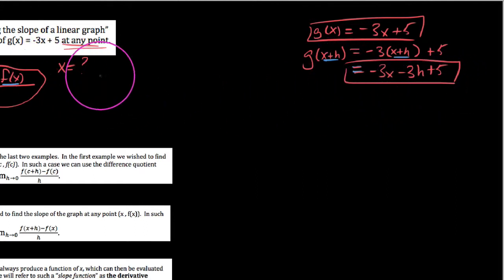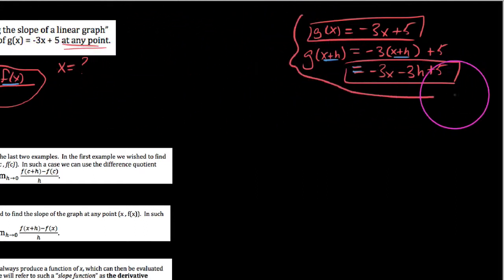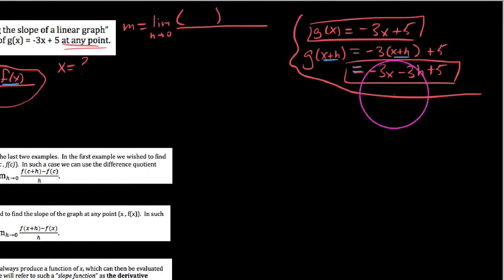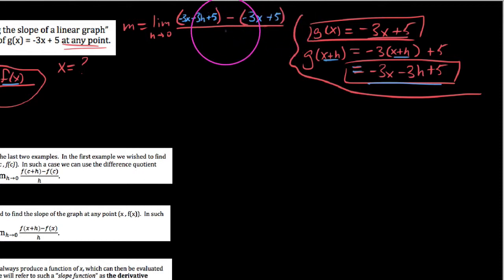So now we're going to do this limit. The slope of our graph, using what we have over here, is m equals the limit as h goes to 0 of f of x plus h, which we already have to be this quantity, negative 3x minus 3h plus 5. Now this is all minus g of x. Sorry, I keep saying f of x. And then we have, originally, negative 3x plus 5, and this is all over h.